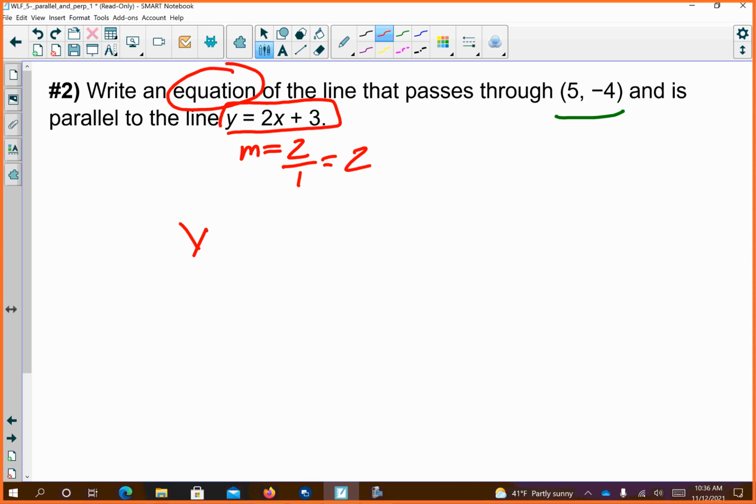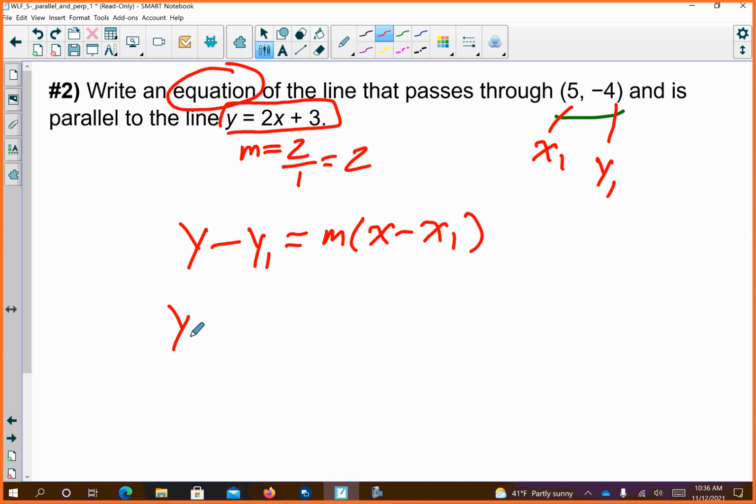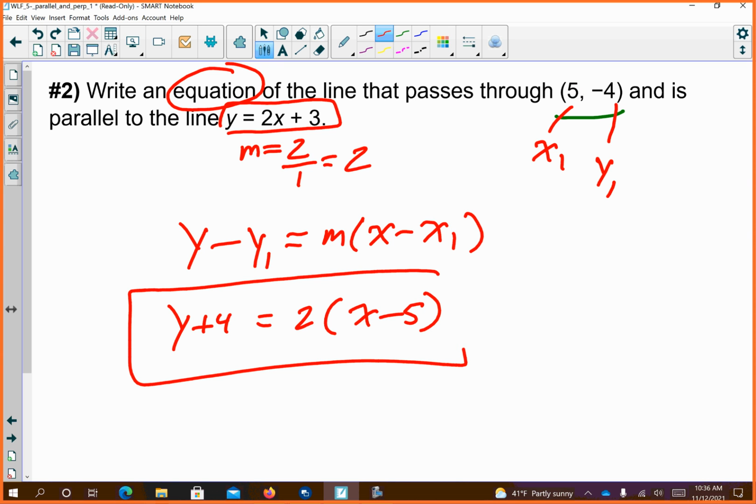The nice thing is if it says write an equation, we're just going to use point slope and plug it in. So this is x1, this is y1. We're going to plug them in. So our -4 becomes +4. Our slope stays the same. X minus our x value is positive, so it's going to be negative. This is the equation that's parallel to 2x plus 3. That is also the equation that contains the point 5, negative 4.